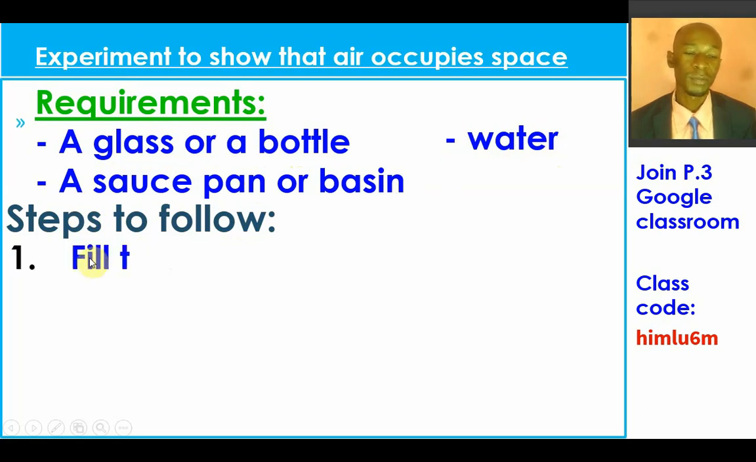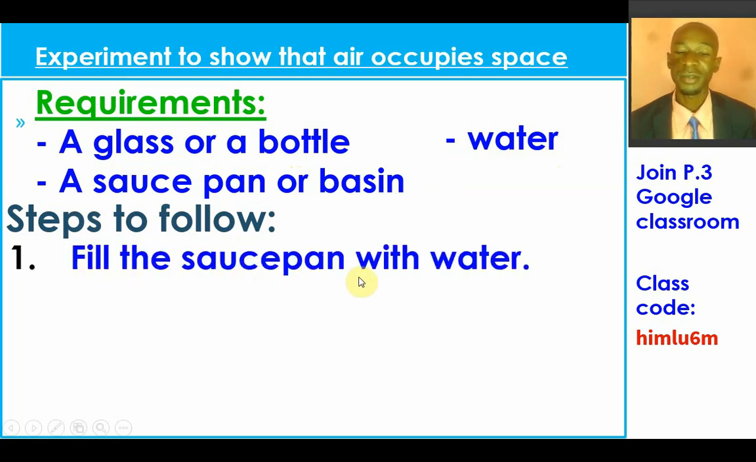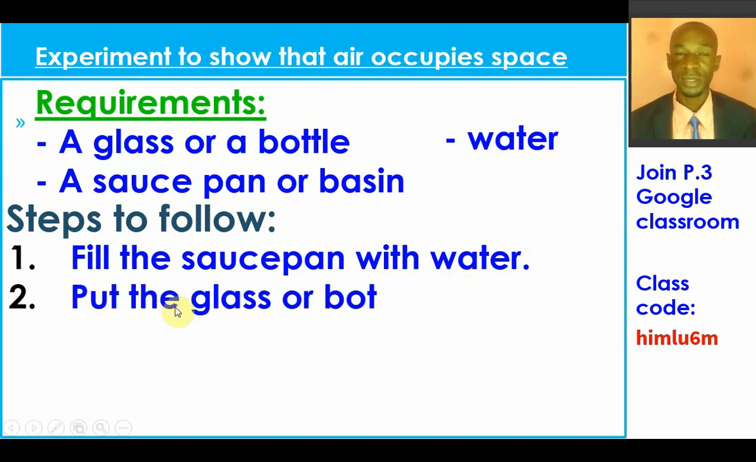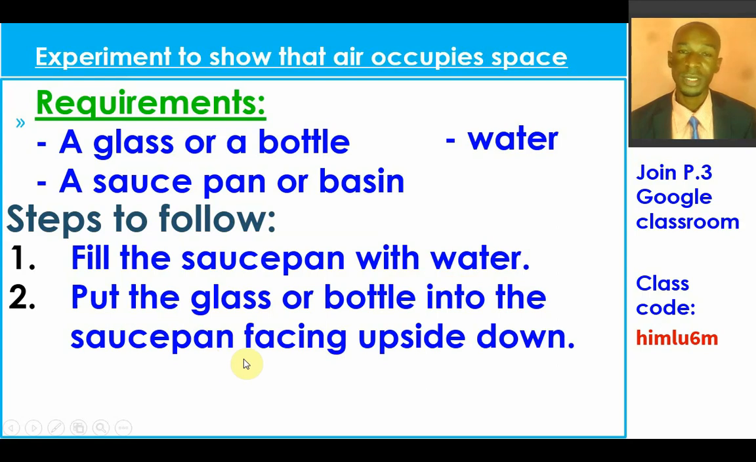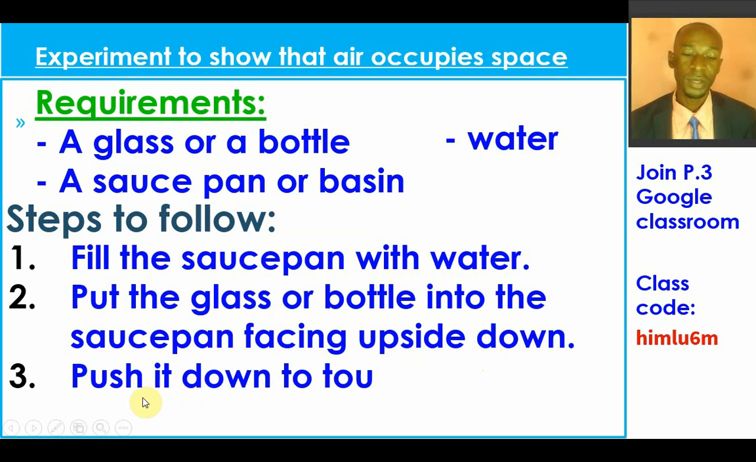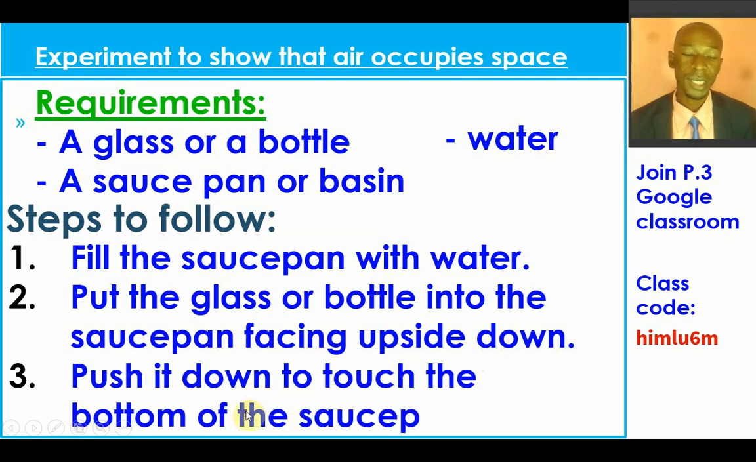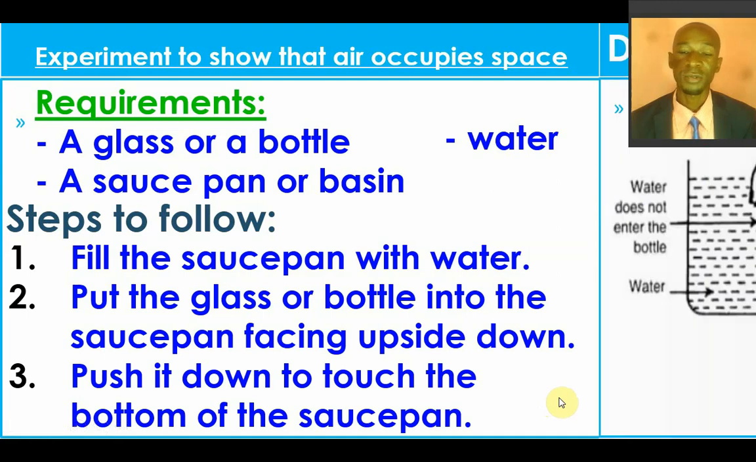Number 1, we fill the saucepan or the basin with water. And then step 2, we put the glass or bottle into the saucepan or into the basin facing upside down. So you turn that glass or bottle, let the upside face down. Then step number 3, you push it down to touch the bottom of the saucepan or the bottom of the basin. Now, what can we see there?